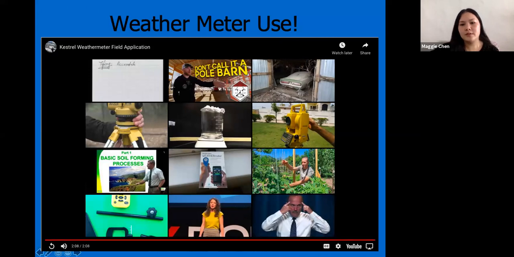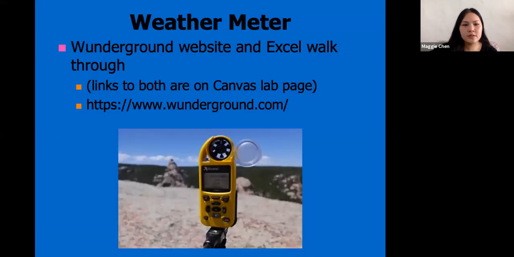So that's what it would look like if we were to use the Kestrel weather meter to collect these different weather parameters. But now there is a website for us that already has weather meters that collect data for us, and we're going to go to the Weather Underground website, and we're going to collect some data. You're going to fill in different columns on the chart, and then we're going to go through an Excel walkthrough.